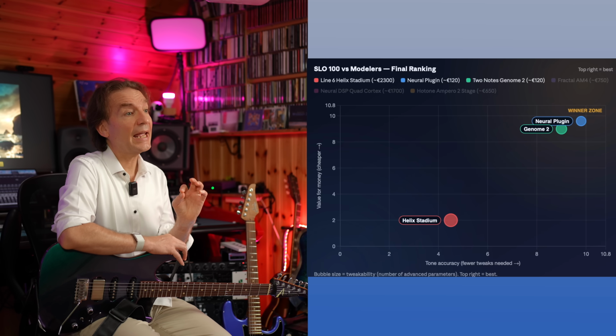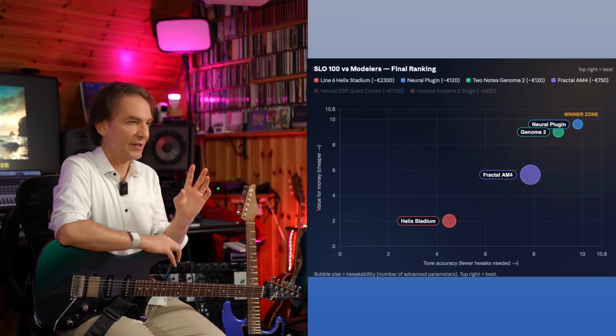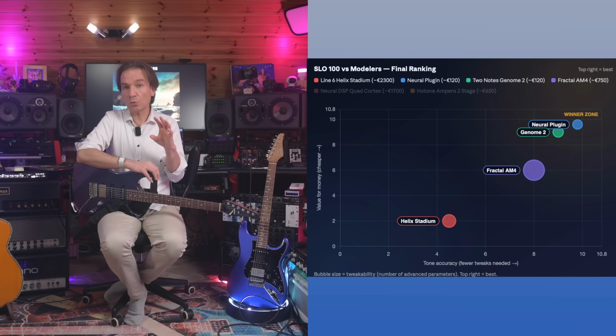With the Fractal AM4, the story was interesting. The initial difference was drastic, especially in the bass frequency, and the standard tone controls were not enough. It was the discovery of the depth knob in the advanced parameters that put me in the right direction, and from there I was able to get very close to the real deal. And this is the beauty of Fractal.